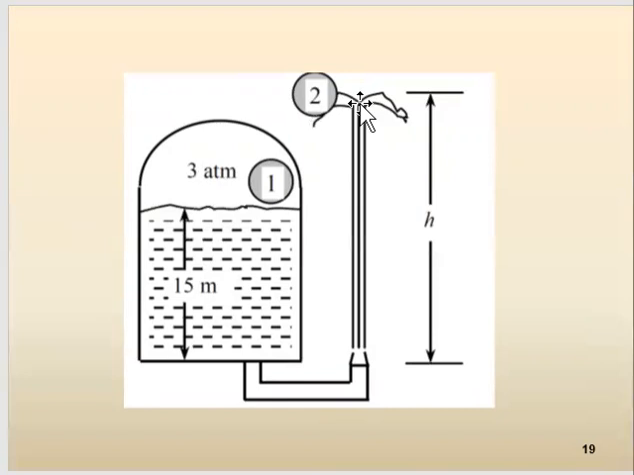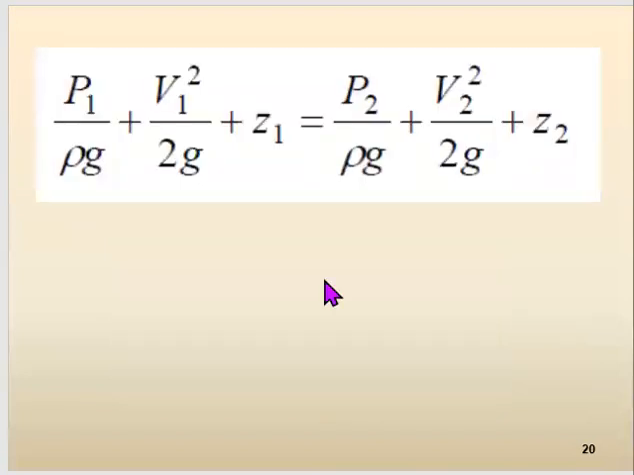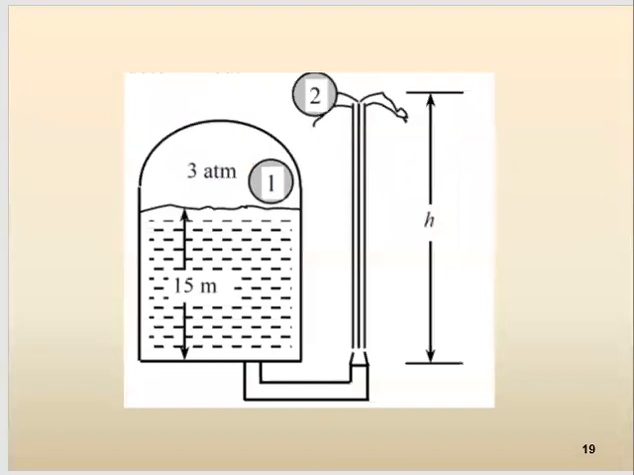So the Bernoulli equation between these 2 points simplifies to this form. Again, I'm using a certain form of the Bernoulli equation. You can use the other 2 forms. What is the unit of each term here? The unit of each term is height, so length: P1 over rho g, velocity squared over 2g, z1. All of them have length scale. So this is the Bernoulli equation between point 1 and 2.